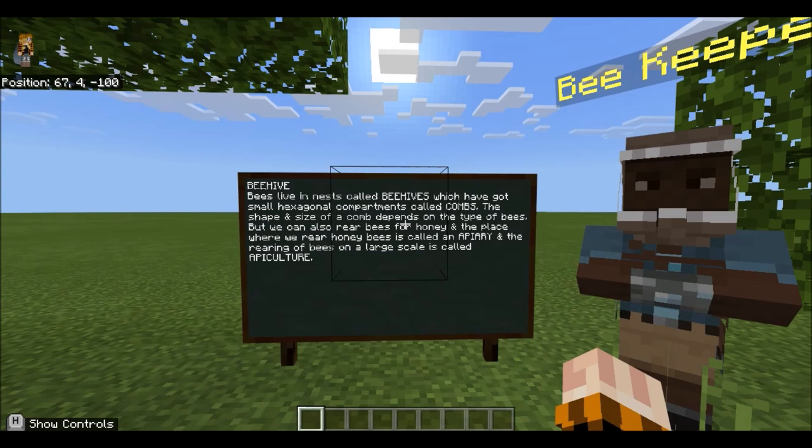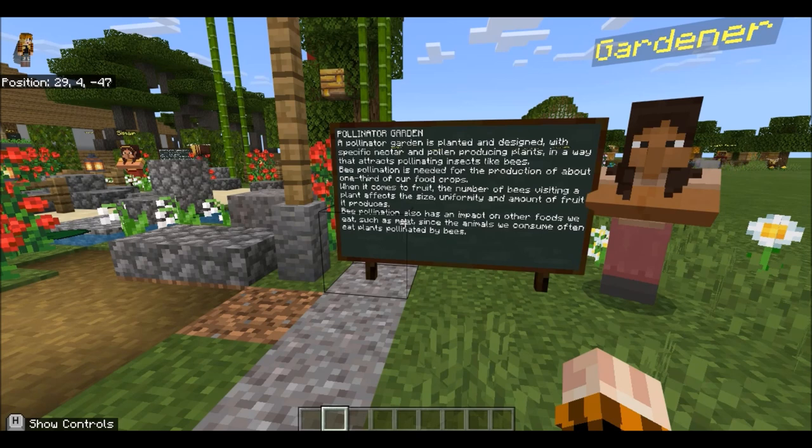Bees live in nests called beehives, which have small hexagonal compartments called combs. The shape and size of a comb depends on the type of bees. But we can also rear bees for honey, and the place where we rear honeybees is known as an apiary. And the rearing of bees on a large scale is called apiculture. So now we come back to our first question. What is a pollinator garden?